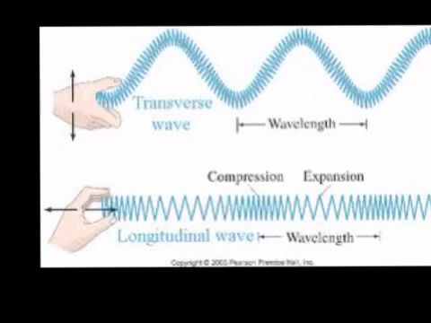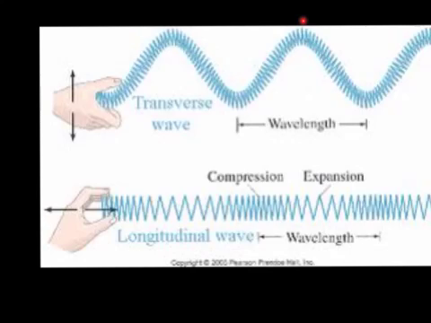A transverse wave is a wave like a water wave that goes up and down. It has peaks, which are called crests, and valleys, which are called troughs. And we measure a transverse wave by its wavelength, from one trough to the next trough, or from one crest to the next crest.